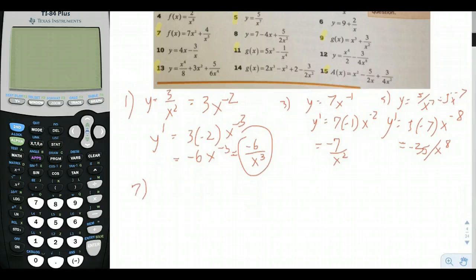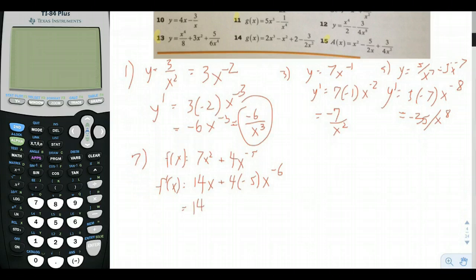Number 7. F of x equals 7x squared plus 4 times x to the negative fifth. If you take the derivative of that, you get 7 times 2x, which would be 14x, and then 4 times negative 5 times x to the negative sixth. If we're going to rewrite that, we would write 14x here, and then we'd have minus 20, and then x to the negative sixth is just the same as writing negative 20 over x to the sixth.